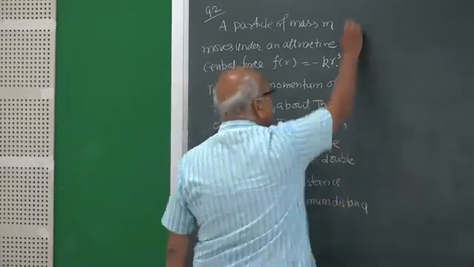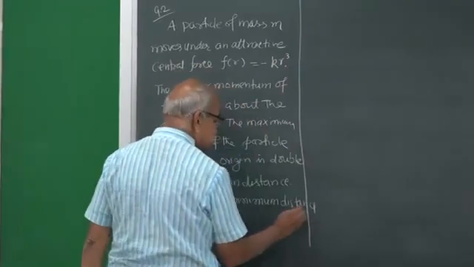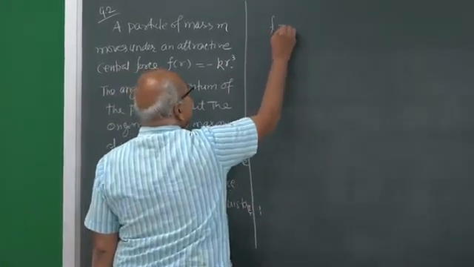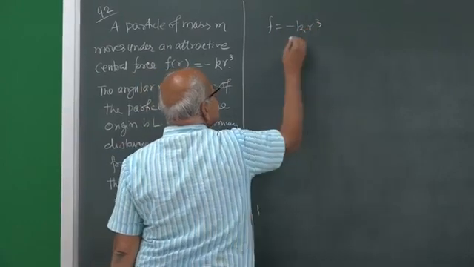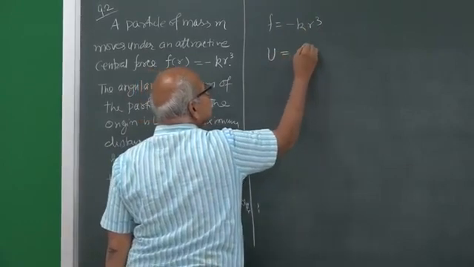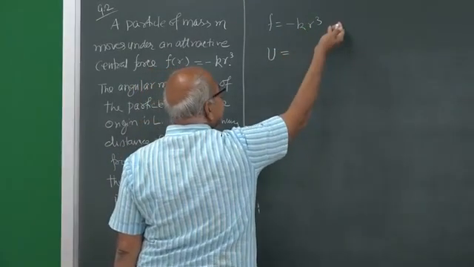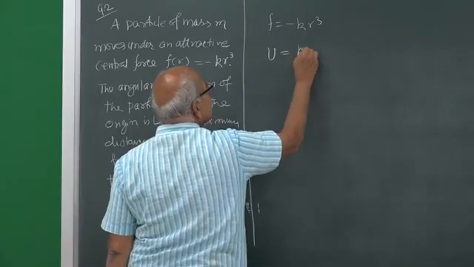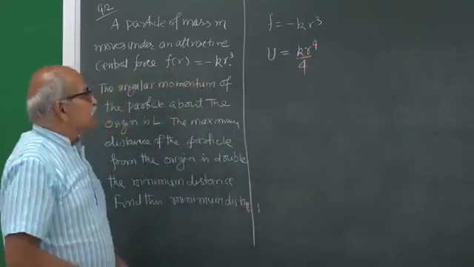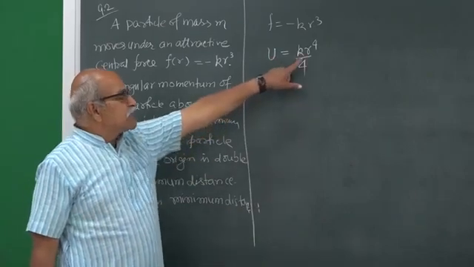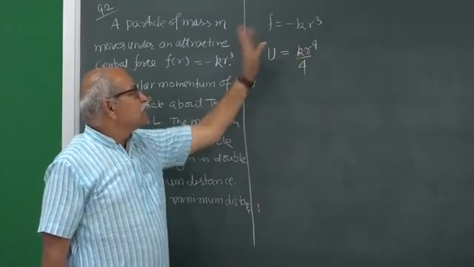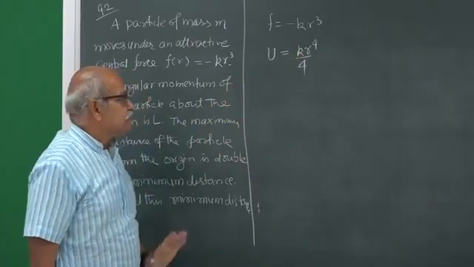Okay, so force F is minus k r cube. So, write what is potential energy U. U will be what? You have to integrate. So, k into r to the power 4 divided by 4. This will be the potential energy. If you differentiate it with respect to r, you get k r cube, and put a minus sign, you get the force.